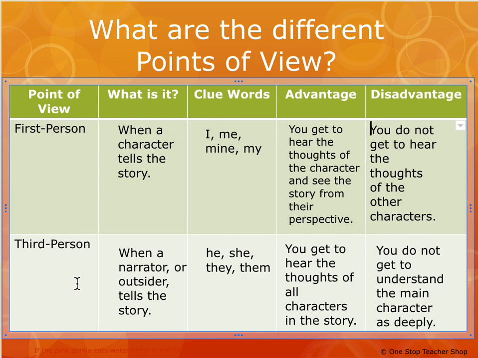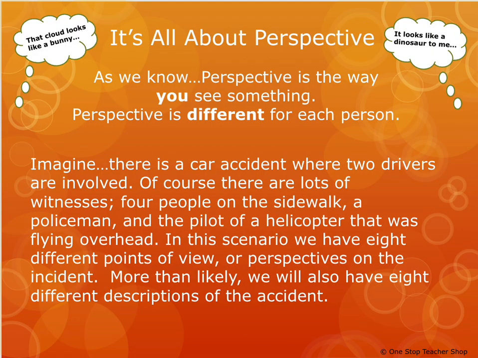Third person, that's when a narrator or an outsider is telling the story. We're going to see pronouns like he, she, they, them, telling us that it's somebody outside of the story. We do get to hear the thoughts and feelings of different characters, and we also get to see different scenes. So we get to see things beyond just where the main character is or what's happening to the main character. The disadvantage is that we just don't always get to know the main character as deeply. We still get to know them and learn about them, but probably not as deeply as if the character was telling the story.